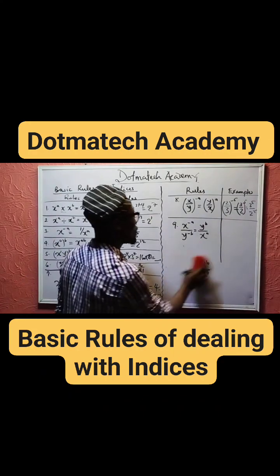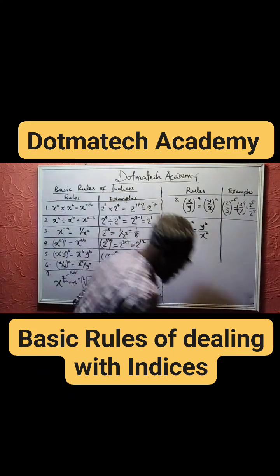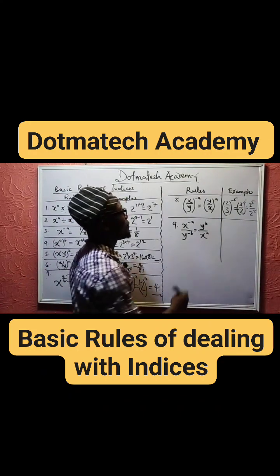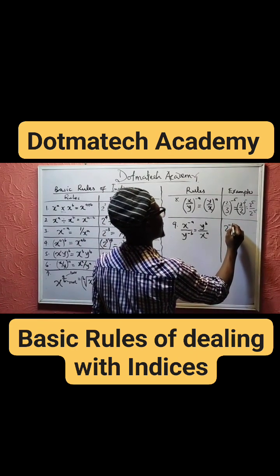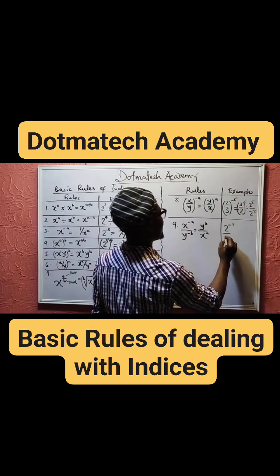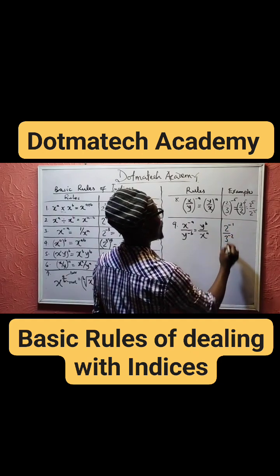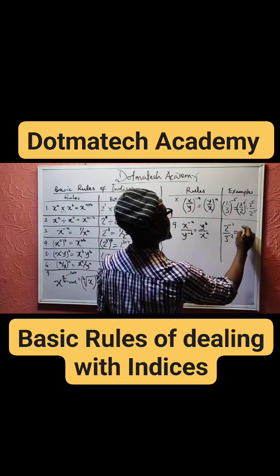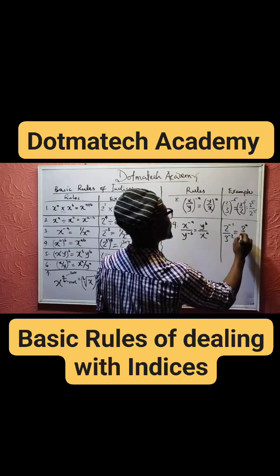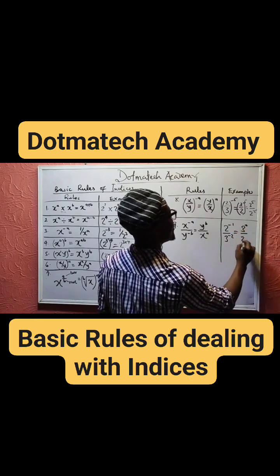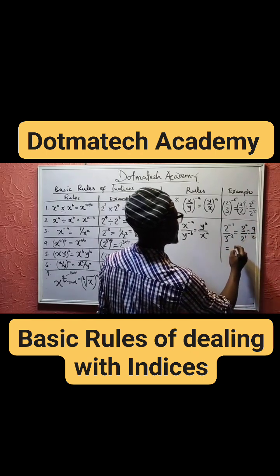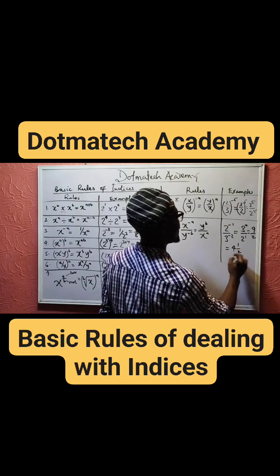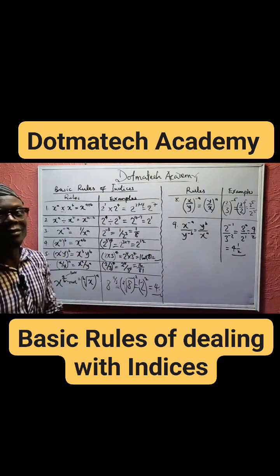So example. Let's say we have 2 raised to power minus 1 over 3 raised to power minus 2. What this means is that it will be 3 raised to power 2 over 2 raised to power 1. That will be 9 over 2, which is the same as 4.5. That is all the rules.